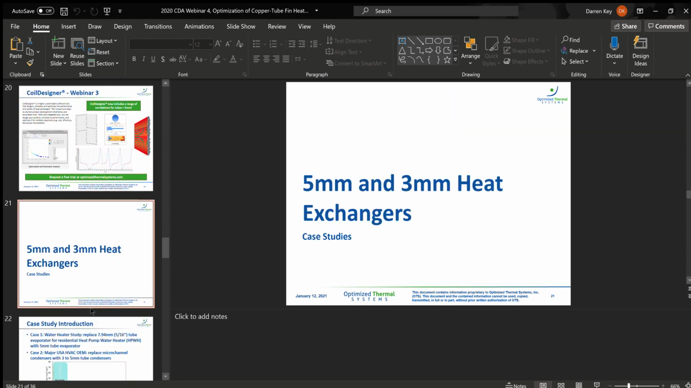Now let's take a look at some case studies of 5 and 3 millimeter heat exchangers.